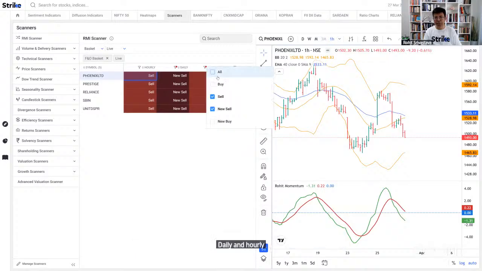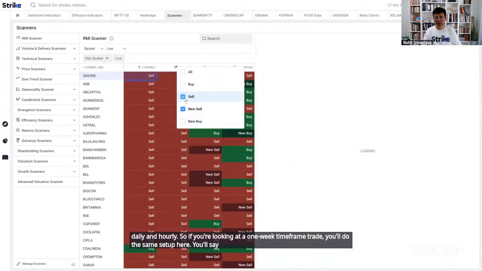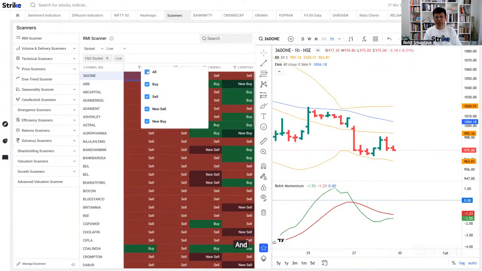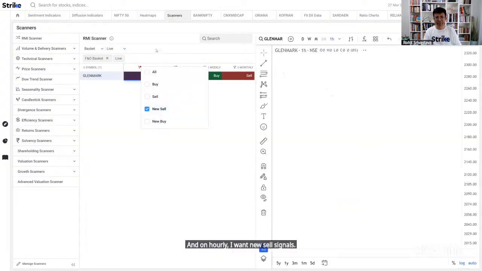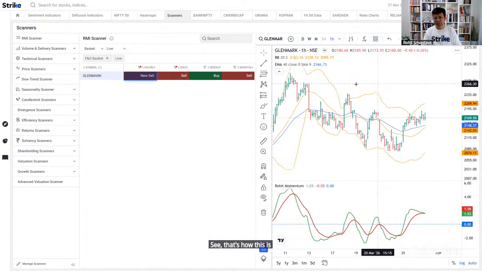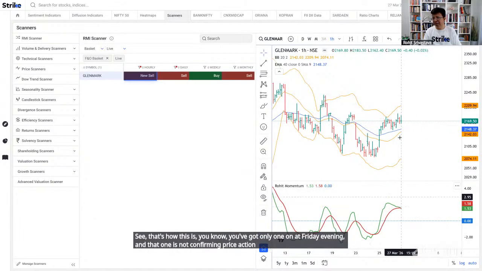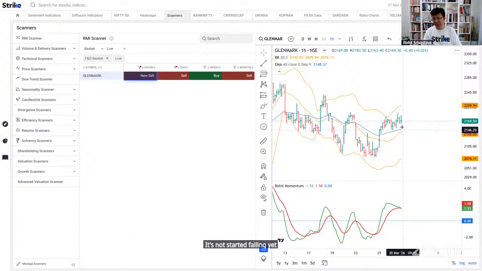So if you're looking at a 1 week time frame trade, you'll do the same setup here. You'll say sell and new sell on daily. And on hourly, I want new sell signals. Again, I got only one trade. You got only one on Friday evening, and that one is not confirming price action. So you got a sell, but it's not started falling yet.